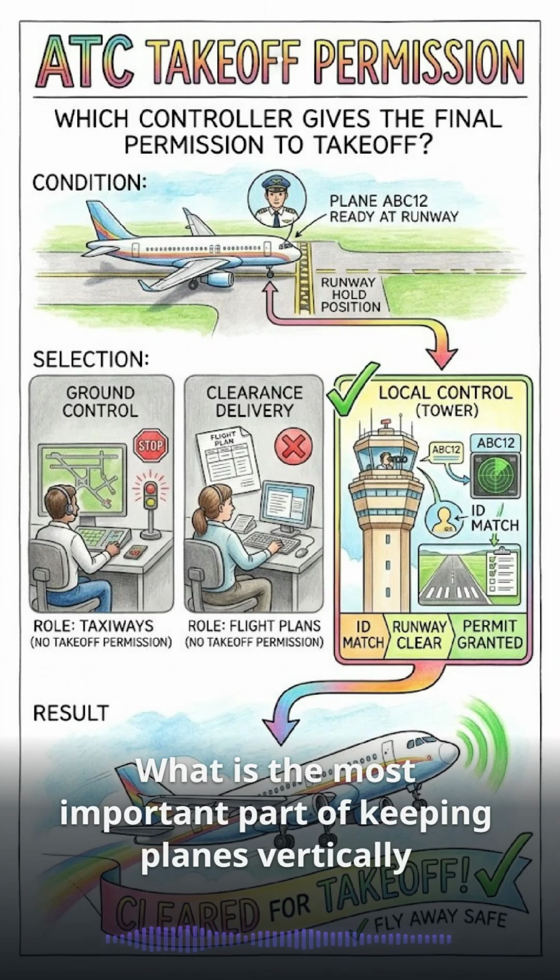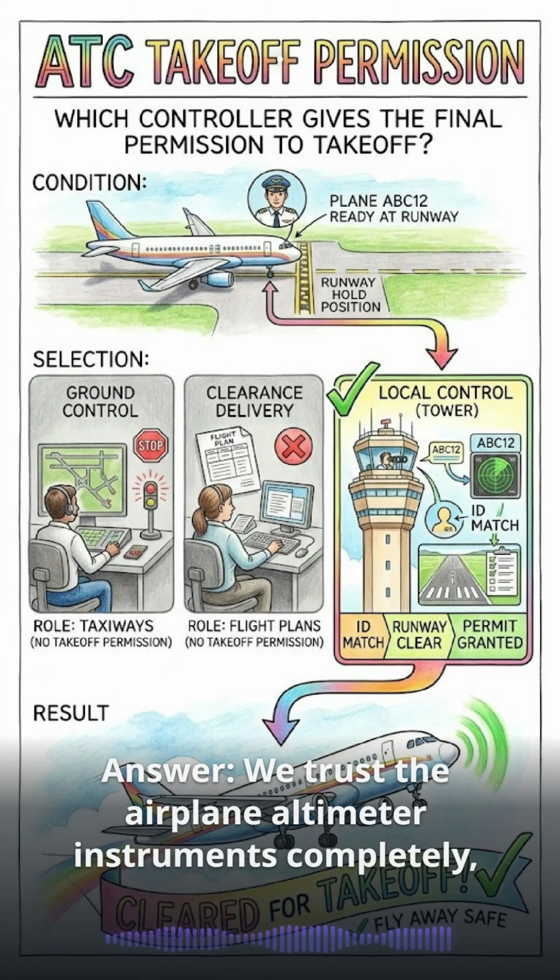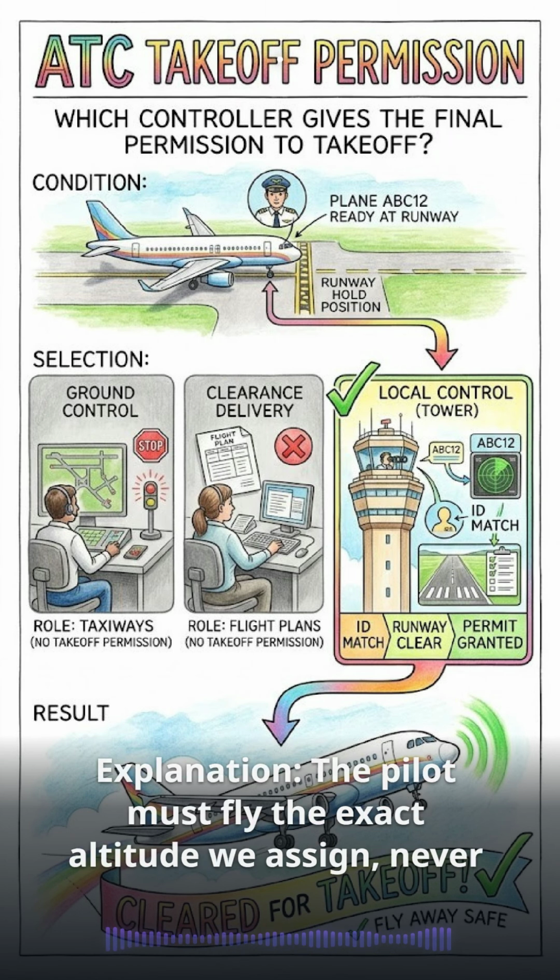93. What is the most important part of keeping planes vertically separated like pancakes in the sky? We trust the airplane altimeter instruments completely, reading the exact height numbers on our radar screens. The pilot must fly the exact altitude we assign, never climbing without our explicit radio permission.